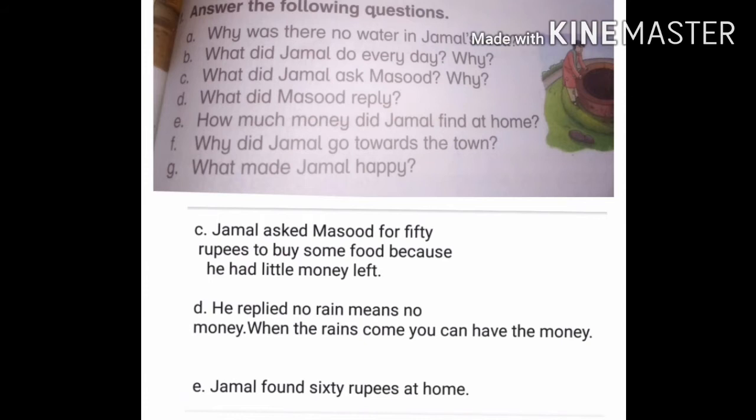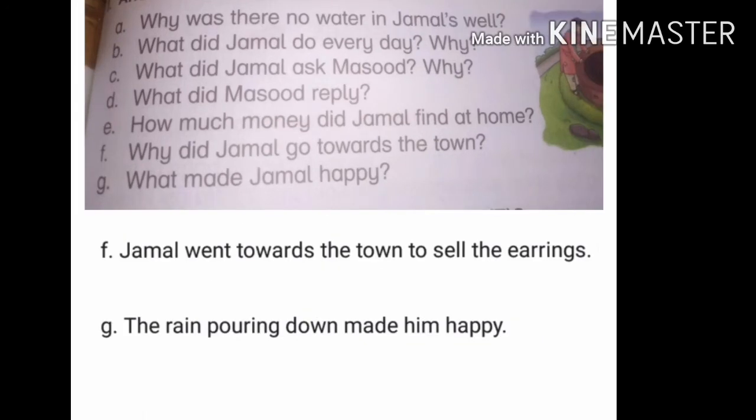Next question is, why did Jamal go towards the town? And the answer is, Jamal went towards the town to sell the earrings. And the last question is, what made Jamal happy? Now the answer is, the rain pouring down made him happy.